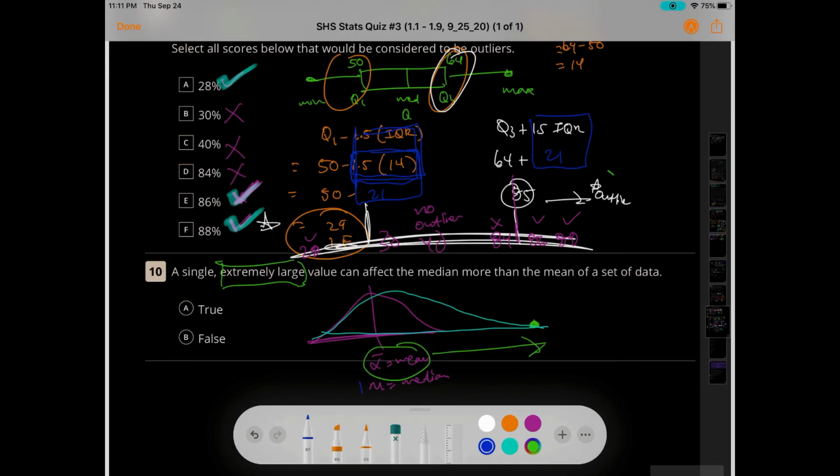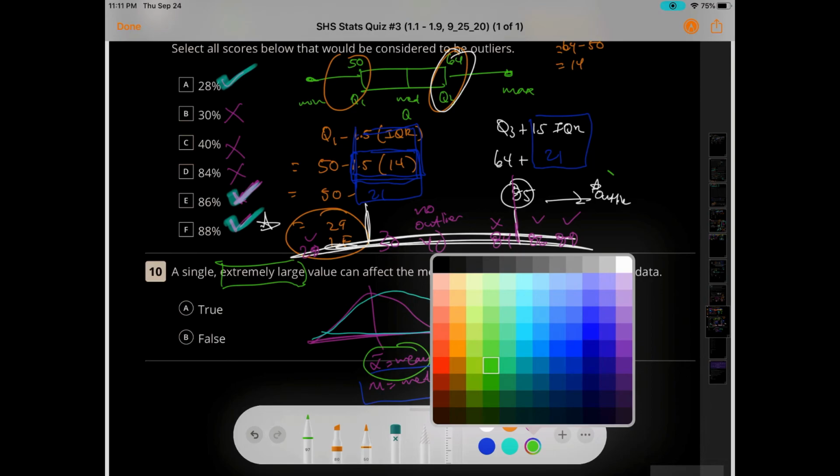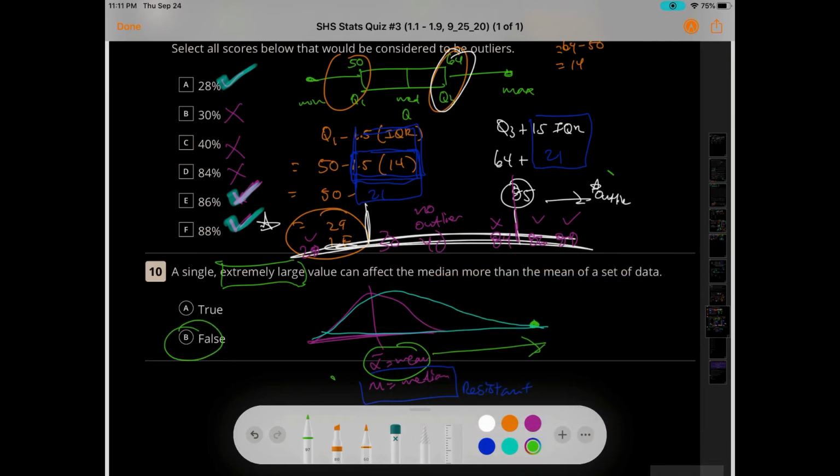But the median kind of stays put. We call that resistant. It resists the lure of temptation to be pulled out here. So the statement "the extremely large value can affect the answer" is false, because it affects the mean more. The mean's actually going to move more than the median. The median's going to stay put.